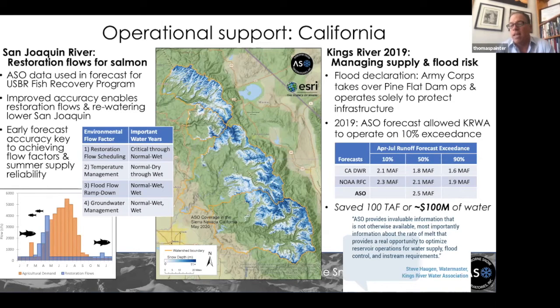And what this allowed Steve Haugen and Matt Meadows to do with the Kings River Water Association was get out in front of a flood call and bringing in the Army Corps. And they were able to start releasing water early based on our pulling them to the 10% exceedance from the River Forecast Center. And they were able to save about 100,000 acre feet, or get that to their users and keep it in the service area. And their best estimate on that was about 100 million in water that they were able to save for their users.